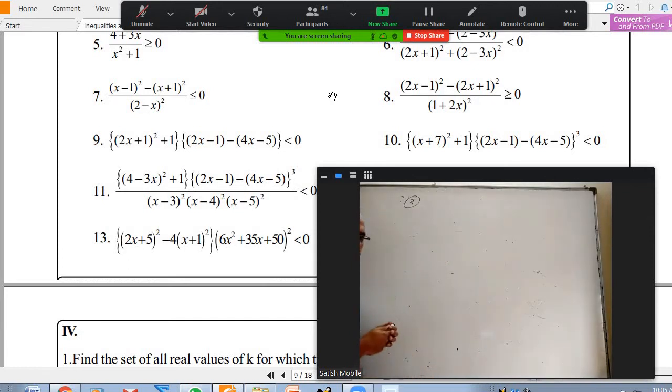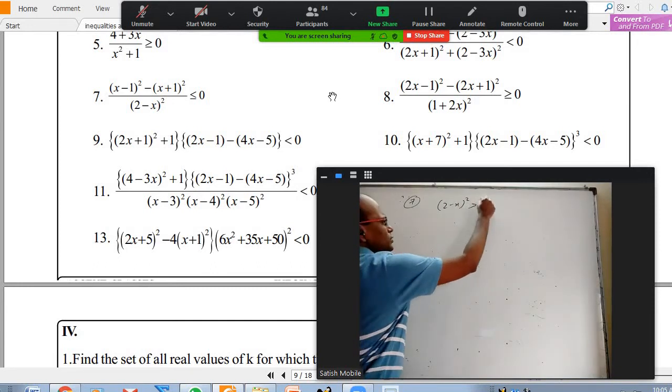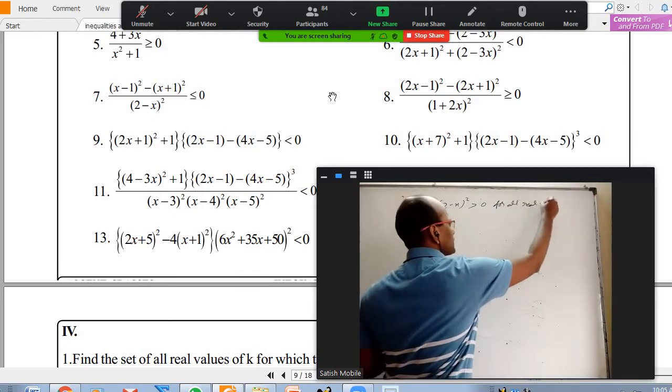Okay, coming to the seventh question. First of all, that inequality. When will it be defined? Whenever a ratio is there, we should make sure that whenever the denominator is 0, those x values are eliminated. All right. So 2 minus x whole square is greater than 0 for all real x except 2.